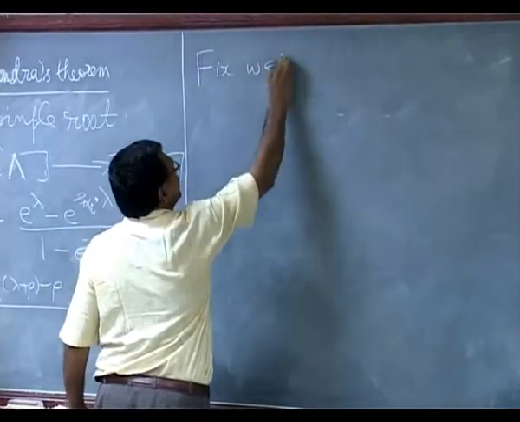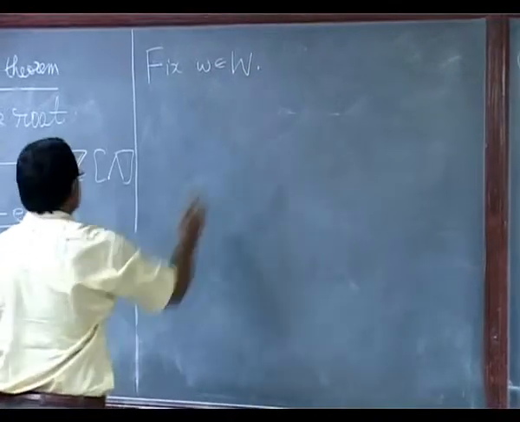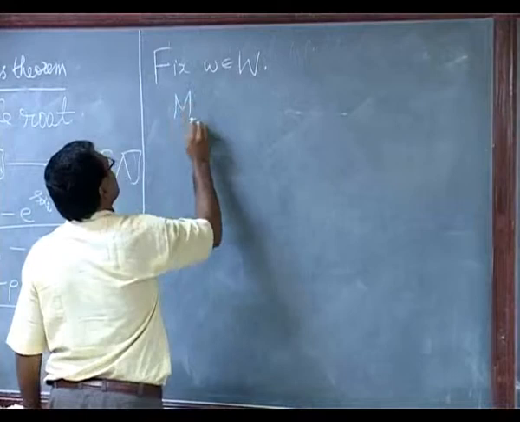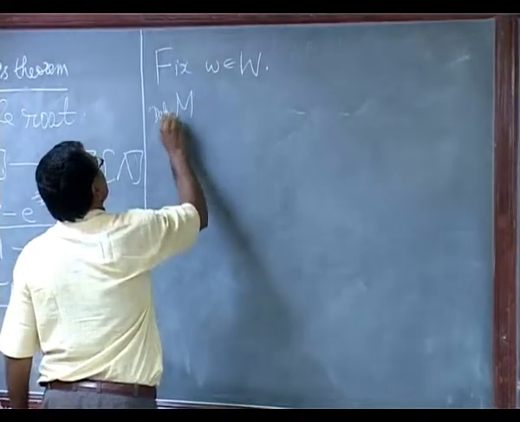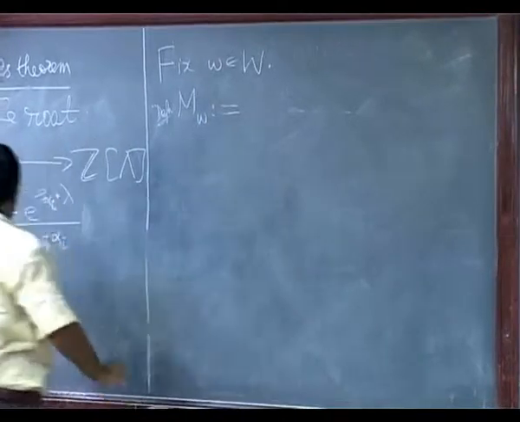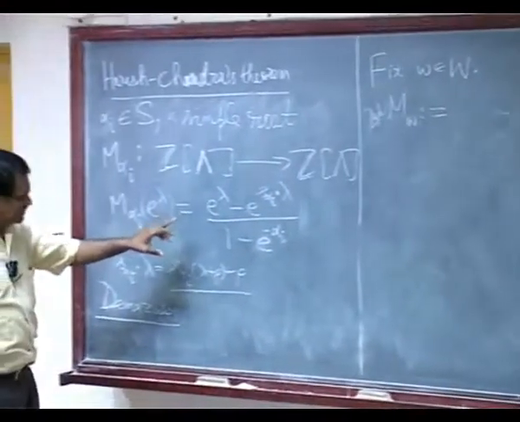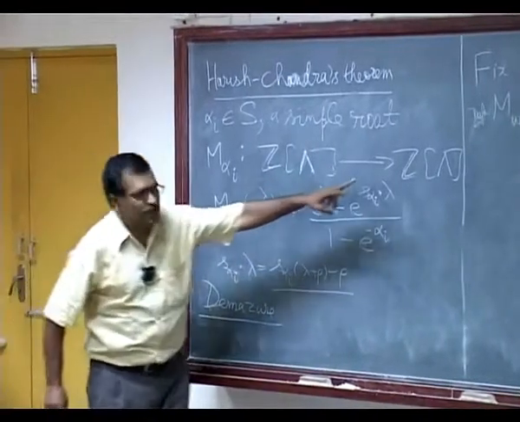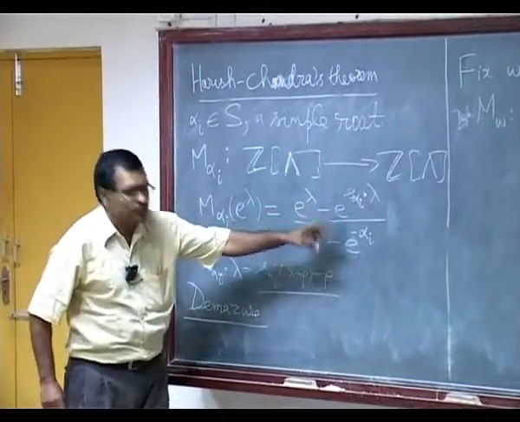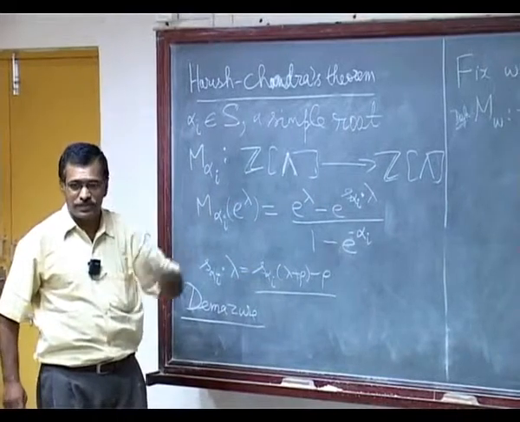W an element of the Weyl group, define m_W. We can do it in the tutorial if needed, that this is an element of here. I mean, there are cancellations, so that will get cancelled and we have to do with that. Okay.